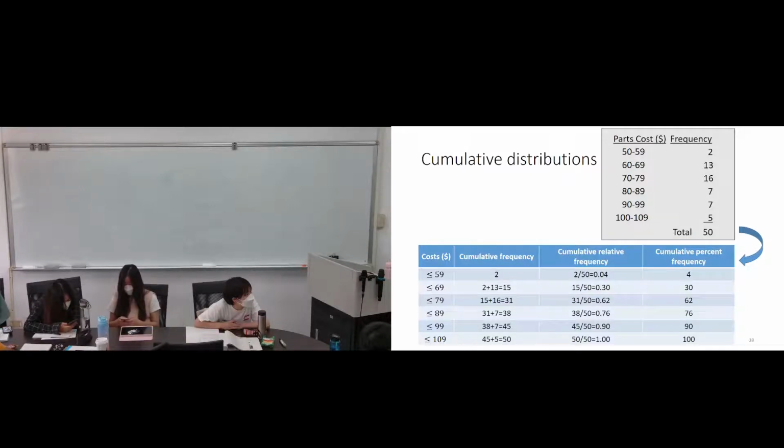The cumulative frequency is 2. The cumulative relative frequency is 2 out of 50, which is 0.04. Multiply it by 100%, that's 4%.